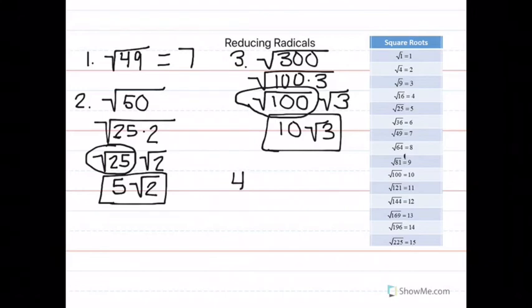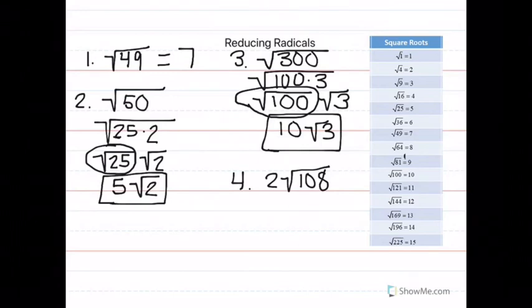So number 4, 2 radical, or square root, 108. We have this extra number hanging out in the front, so I'm going to show you what to do if you ever come into an example like this. What this means is 2 times the square root of 108. 108 is not on our list. It would fall somewhere between square root 100 and square root 121.